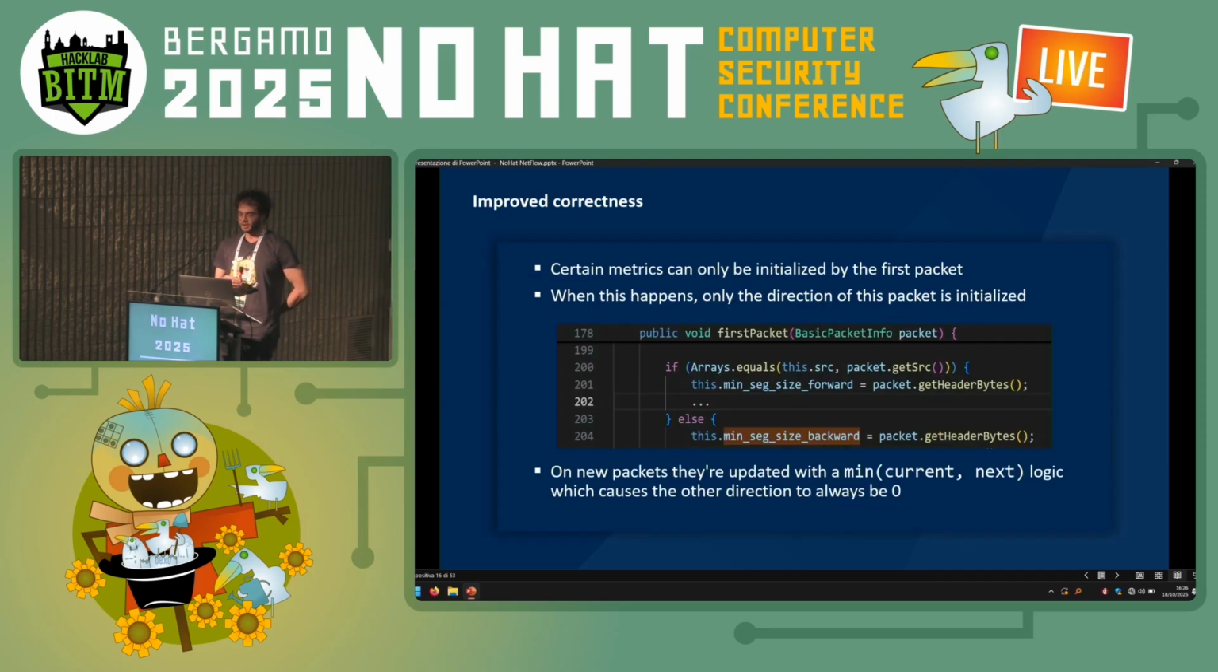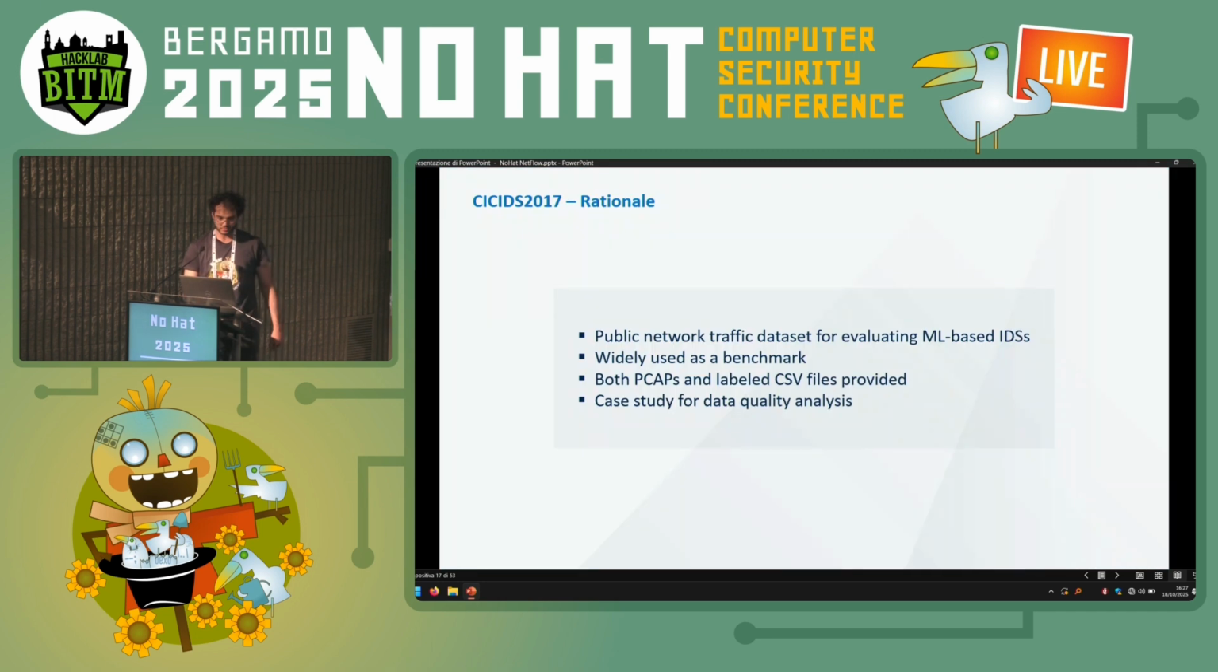Here is a more general issue, which is related to directional metrics. CIC-FlowMeter defines a direction for each packet, that is client to server or server to client, and there are certain metrics that bind to this direction. The issue here is that the first packet handler will only initialize metrics in the same direction as the first packet itself. This becomes an issue for metrics which represent the smallest value we ever observed, and often these values are positive integer values. This means that in the output, we will see certain columns always filled with zeros.